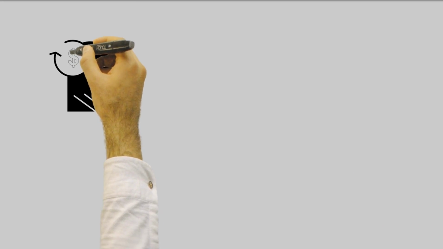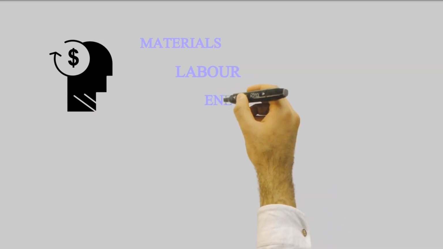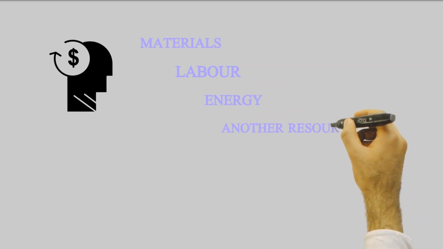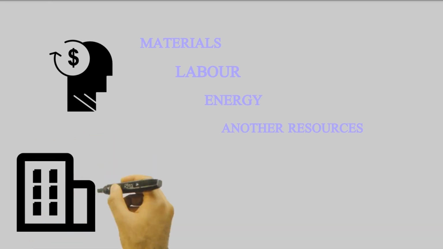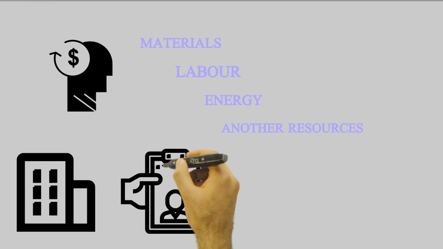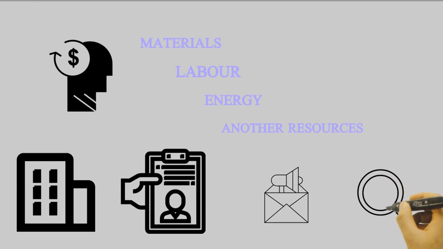Costs are the expenses incurred in the production of goods and services. Costs may include the costs of materials, labor, energy, and other resources used in production. Costs may also include company overhead expenses, such as administrative staff salaries, marketing and advertising costs, and research and development expenses.